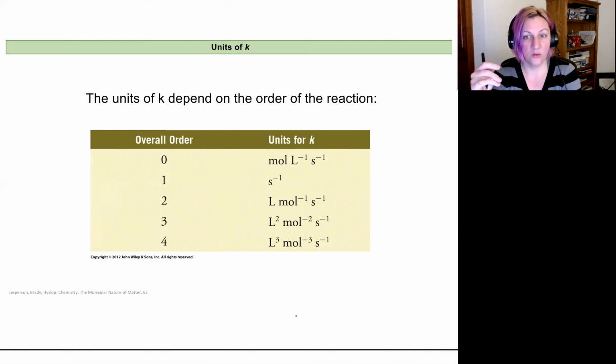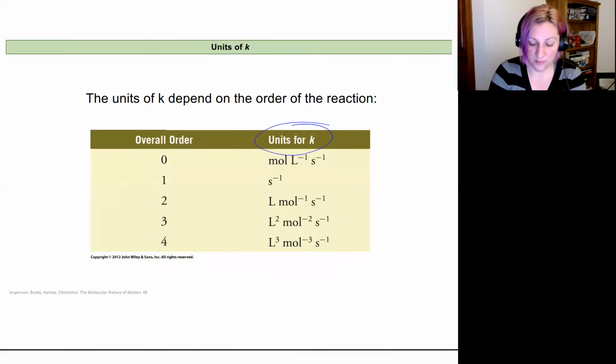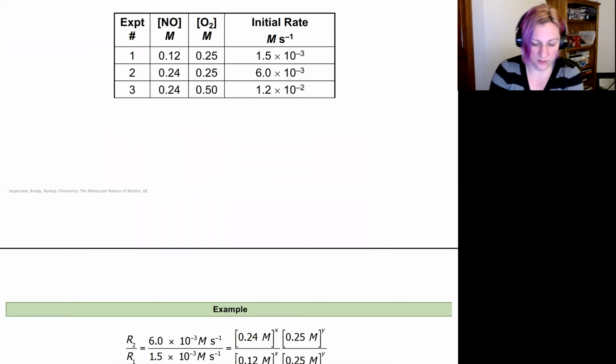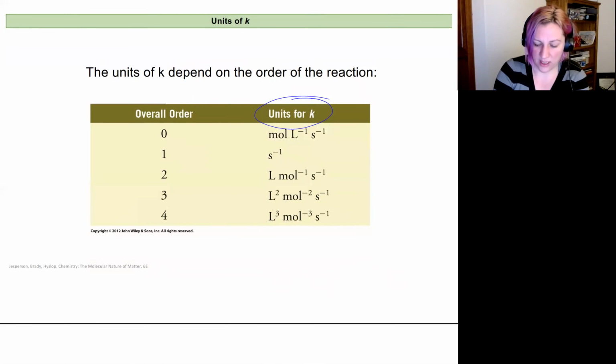So if you have an overall order of 0, 1, 2, 3, or 4, here are the units that you need to have for K right here. And so these are all in liters and moles rather than molarity. So if you wanted to do these versus where moles per liter equals molarity, we can do that. So remember that molarity equals moles per liter.